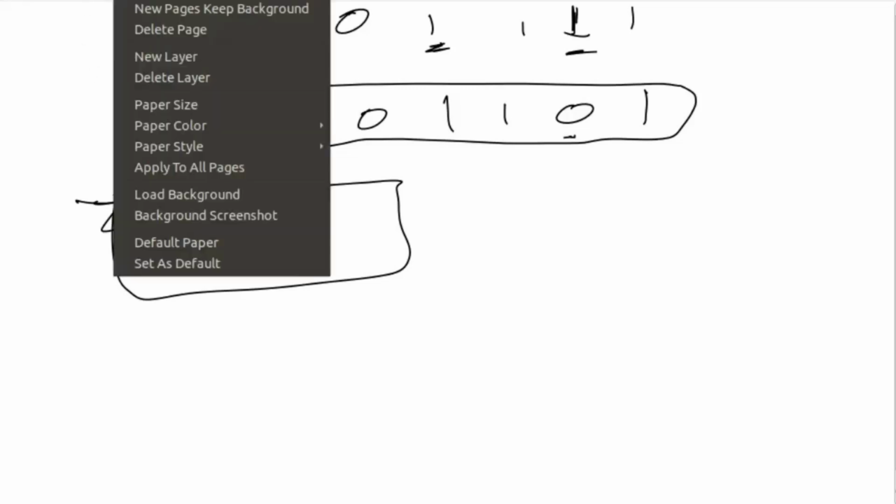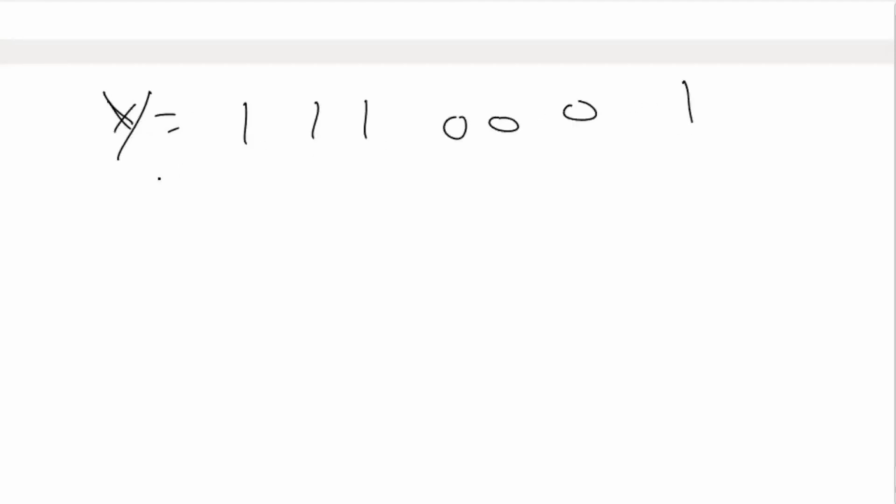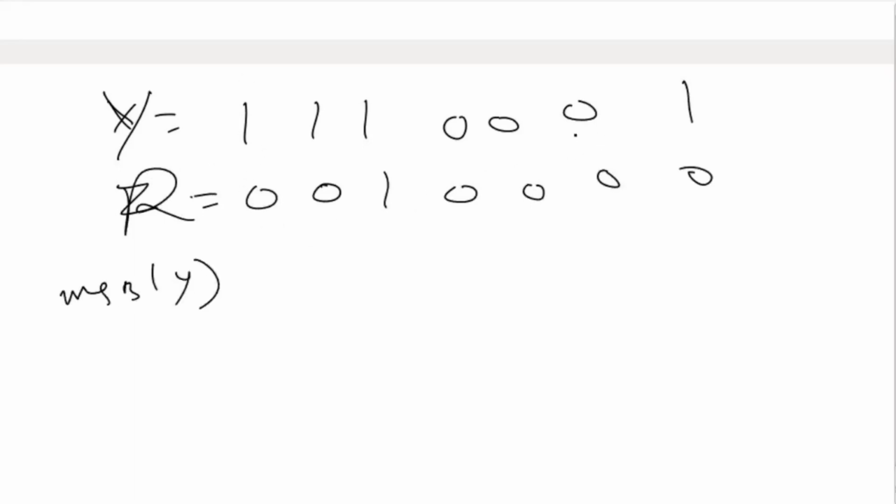Okay, so now there is one more thing. Suppose that Y is like this, 1 1 0 0 0 1, and suppose R is like this, that is R is smaller than this. So you can see that MSB of Y is, what, 4 and 3, so it will be 6, 0 1 2 3 4 5 6 7, sorry, it will be 7. Okay, it is 6, 0 1 2 3 4 5 6. Okay, and MSB of R is, you can see that it is only 4.